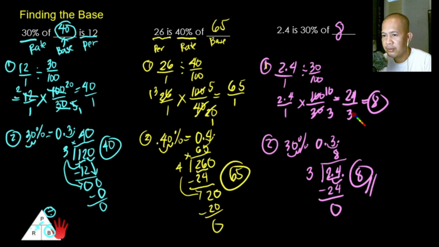So that's it. It's how we're going to find the missing base. Divide the percentage by our rate.